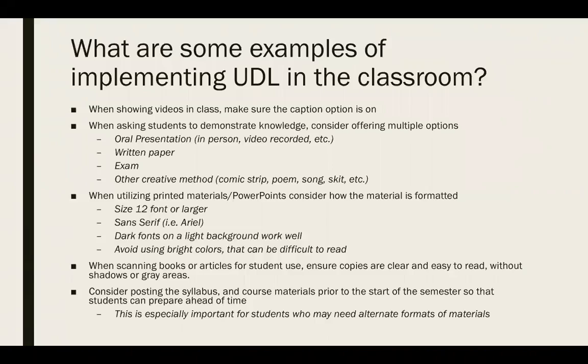When you're scanning books or articles for students to use, ensure that the copies are clear and easy to read, that they don't have shadows or gray areas. This is really, really important, not only because nobody likes reading a grainy PDF, but because for students who utilize screen reader technology, if a PDF is not clear, it's very difficult to then convert that into a format that can be accessible via a screen reader. So that's a really, really important piece to ensure access.